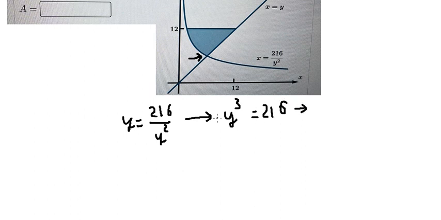Now we put the cube root on both sides in here, and we have y equals 6. That means, for this one, we have y equals 6.